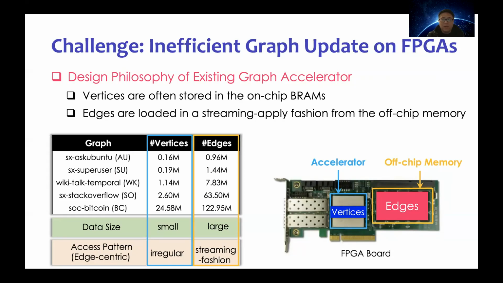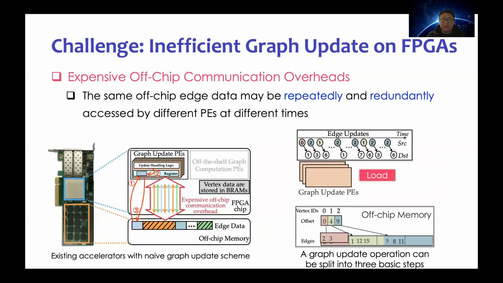For a typical FPGA-based graph accelerator architecture, vertices are often stored in the on-chip VRAMs to reduce random access overheads of vertex state, while edges, massive in quantity, have to be loaded in a streaming apply function from the off-chip memory. In this context, a graph update operation can be split into three basic steps.